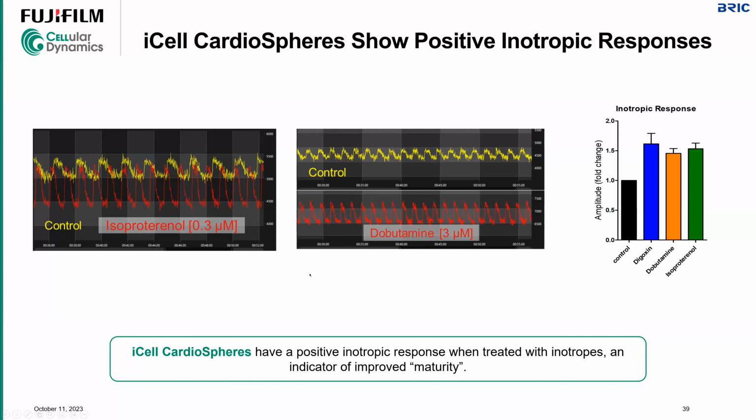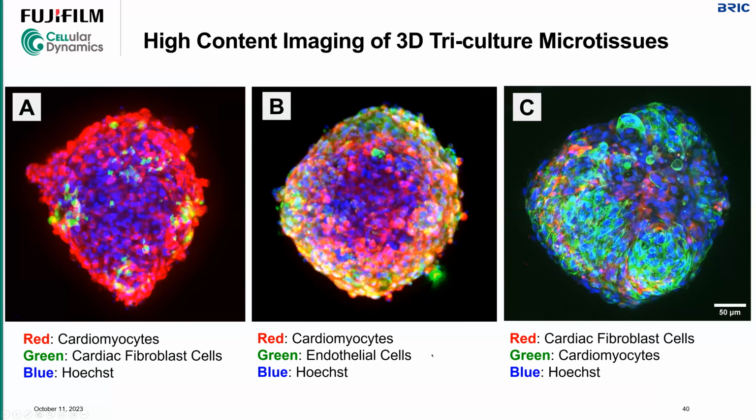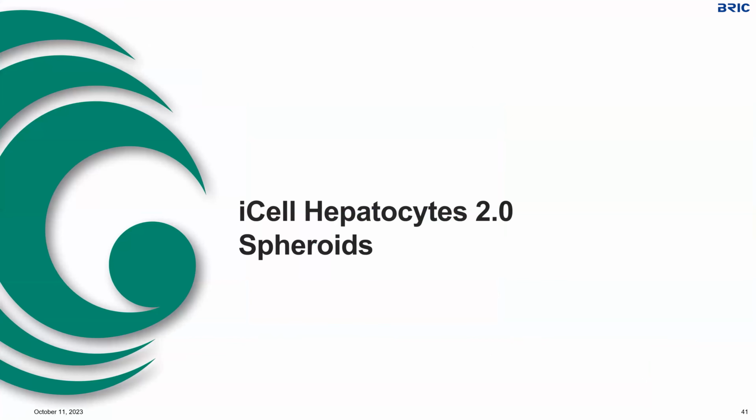The same goes for dobutamine. And you can see that, again, iso-cardiospheres have a positive inotropic response when treated with inotropes. And this is an indication of improved maturity. So we have thousands of data points for that. Please let us know. I had to keep it to the minimum for this presentation. But we really do have plenty of data, our own and external as well. So you can see how beautiful those microtissues are. And it's very easy to stain them in 3D as well and build a platform based on this. So again, let us know.